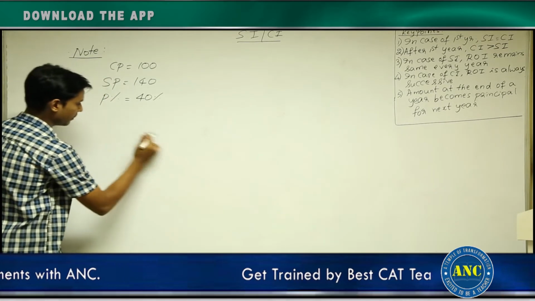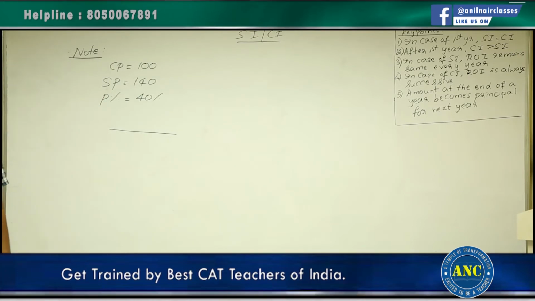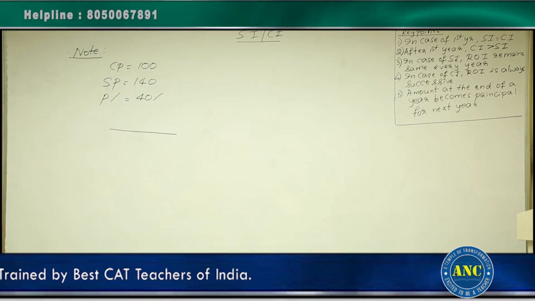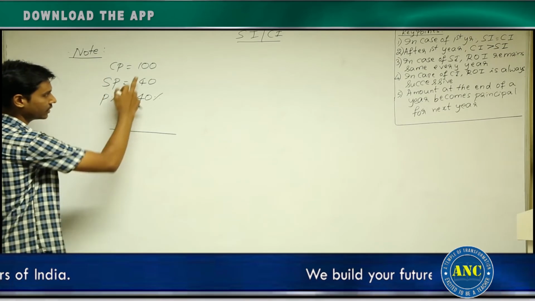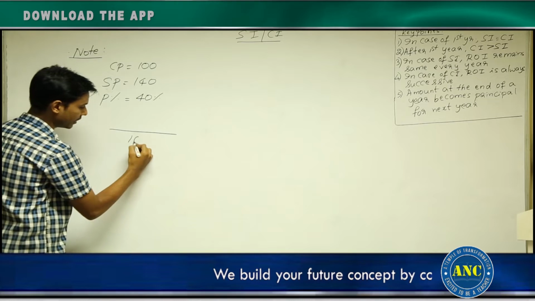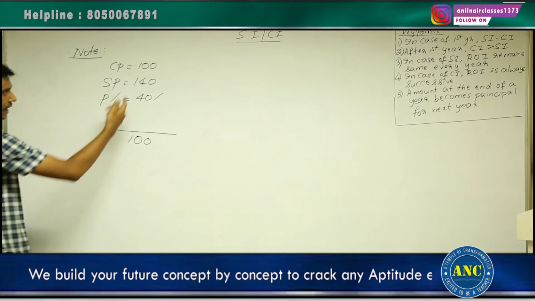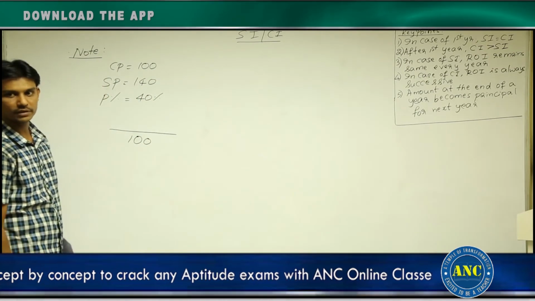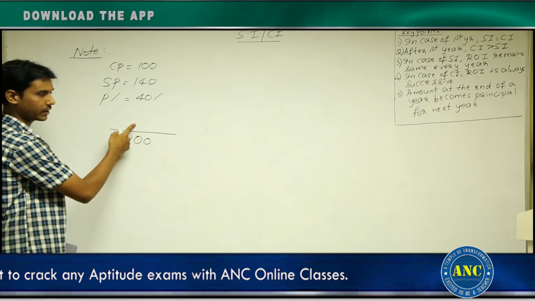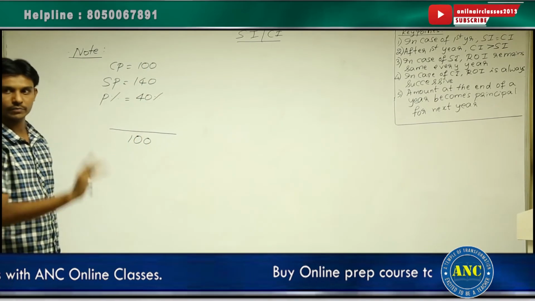Always remember, your denominator is always your initial value. Whichever is coming first, that will always be your denominator. Cost price is coming first, afterwards selling price. What is the cost price value? 100. Your denominator is always your initial value. What is your numerator? 100 is becoming 140. How much increase has happened? 40 rupees. Your numerator will represent how much increase from the initial value or how much decrease from the initial value.